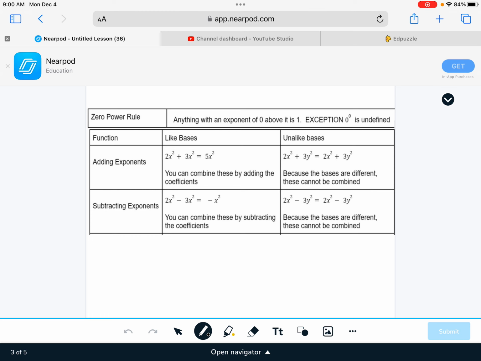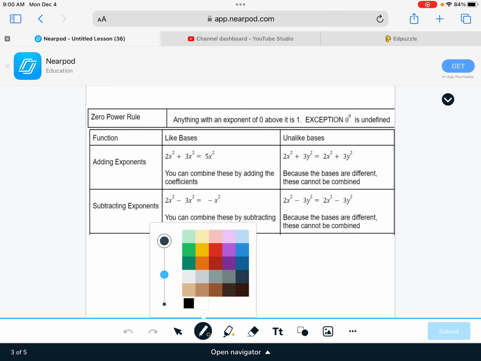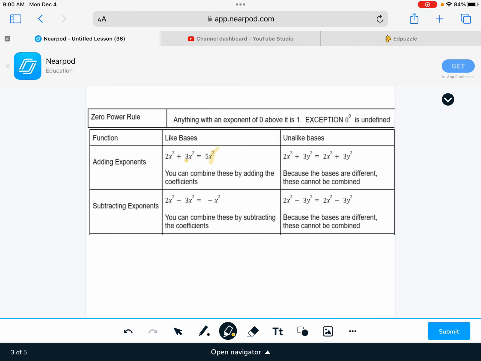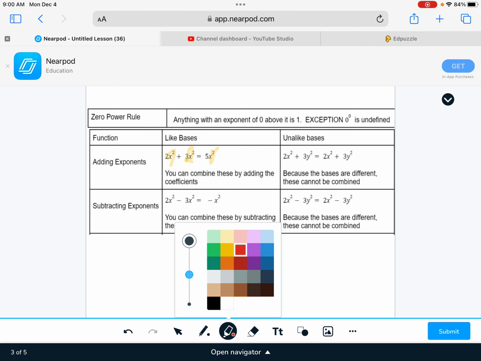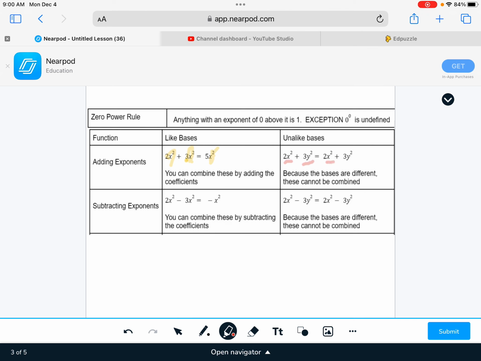Now with adding exponents, you'll notice that it has 2x squared plus 3x squared equals 5x squared. That happens because both of these have x squared on it, and so it can be combined because it is the same base, x, and the same exponent. You'll see that if the bases do not match, like my x and my y, they can't be combined together. That also is a rule that if you have 2x squared plus 3x cubed, that those could not be combined as well. That it's just 2x squared plus 3x cubed because the bases and the exponents do not match.